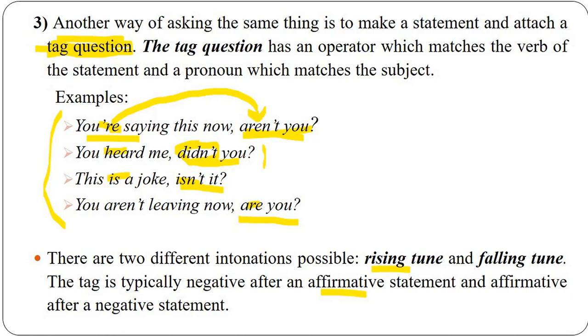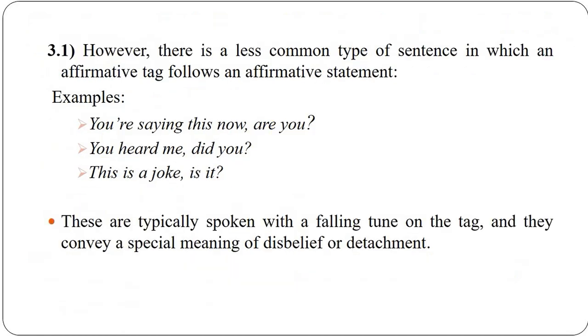Okay, let's go on. However, there is a less common type of sentence in which an affirmative tag follows an affirmative statement. Bazen olumlu cümleyi olumlu tag question takip edebiliyor. Neden olduğunu görelim örnekleriyle beraber. You are saying this now, are you? You heard me, did you? This is a joke, is it? So these are typically spoken with a falling tone on the tag.